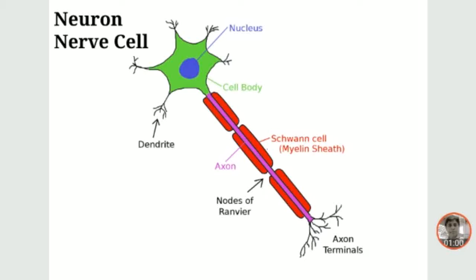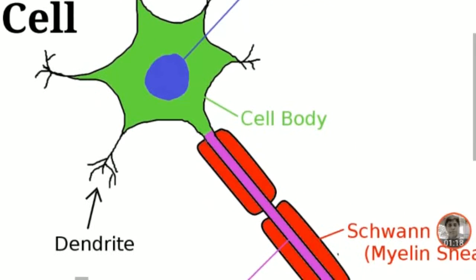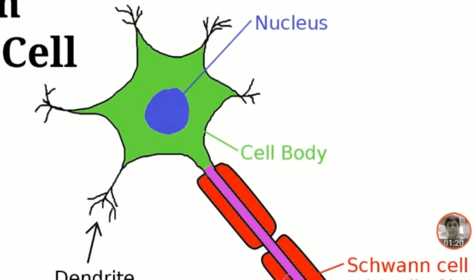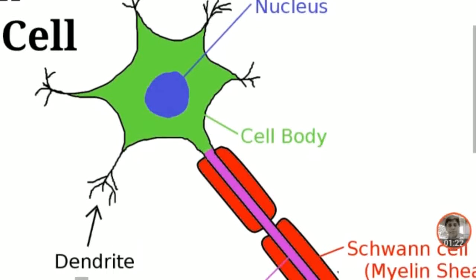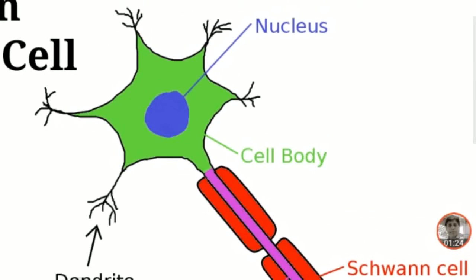Neuron is the structural and functional unit of the nervous system. It is also called a nerve cell. It consists of basically three parts, namely cyton, axon, and axon terminals. Cyton is also called the cell body. It consists of the nucleus, dendrites, and Nissl granules in the cytoplasm.